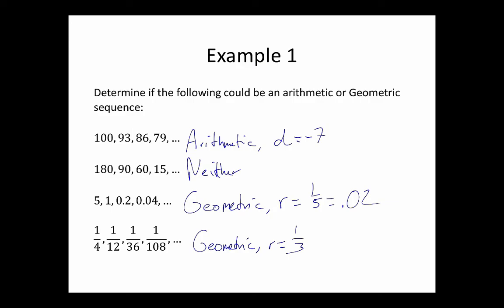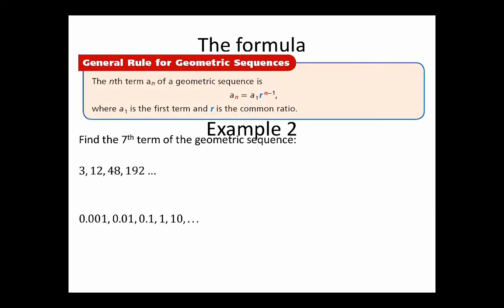Taking a look at the formula that we use for a geometric sequence, to find the nth term, a sub n, of a geometric sequence, it's a sub n equals a sub 1 times r to the n minus 1 power. Remember, a sub 1 is your first term, r is the common ratio, so what you're multiplying by over and over.